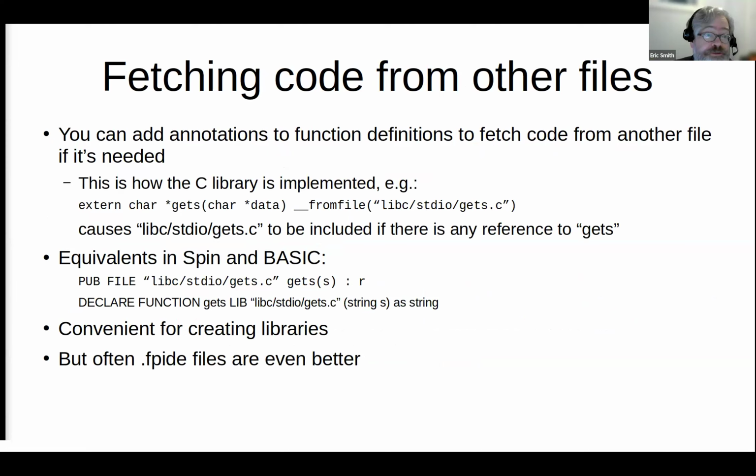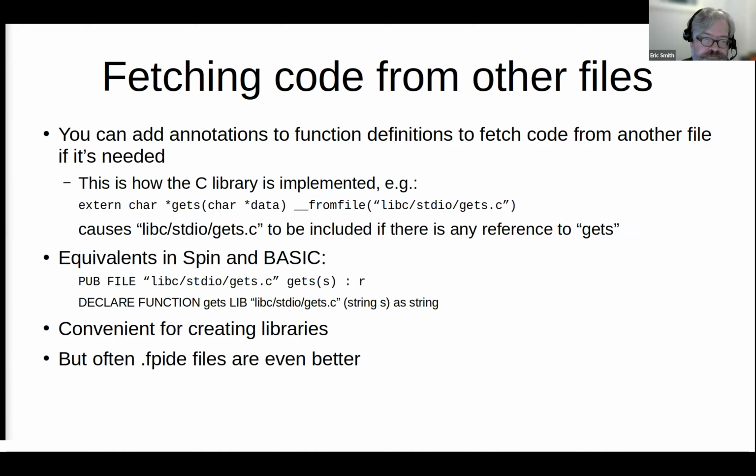Another way you can mix languages is that you can fetch code from other files. You can add an annotation to a declaration to say that the function is in another file. And that's actually how the C library is implemented. You've probably all seen it if you've looked in the FlexSpin header files. I think there's a define; instead of from file, it may say IMPL or something like that. But this is what it gets turned into: extern char star gets from file, and then the file that it's in. So that tells the compiler when you want to call gets, you have to include the file gets.c.